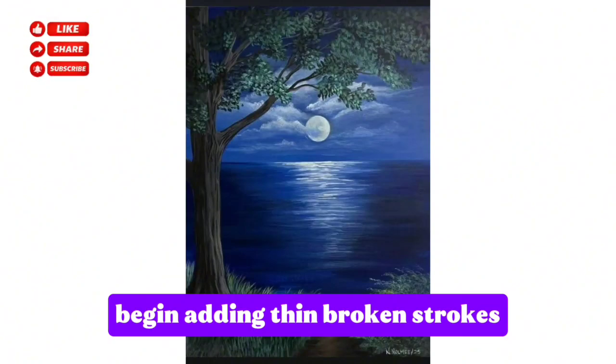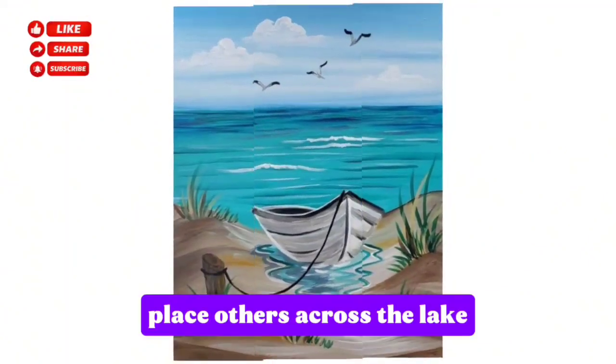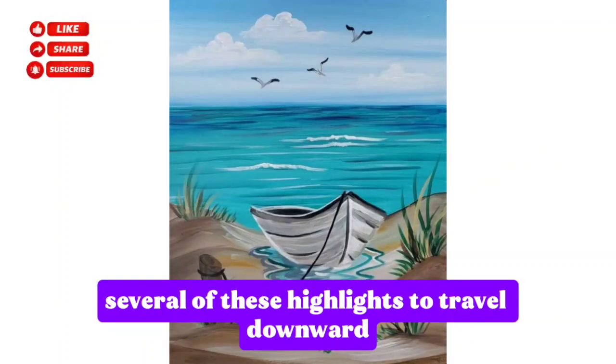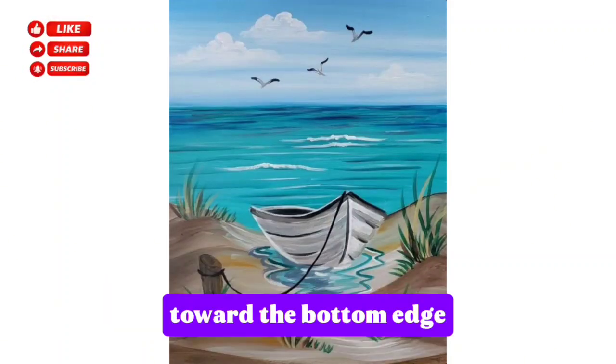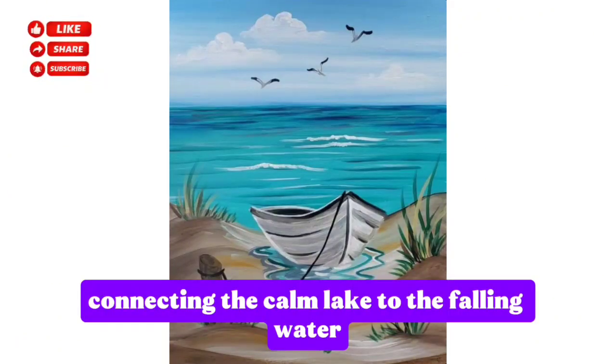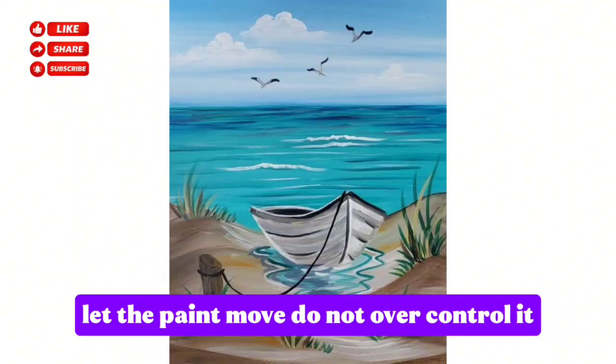Begin adding thin, broken strokes. Place some near the horizon. Place others across the lake. Then allow several of these highlights to travel downward toward the bottom edge. These lines can become the visual threads connecting the calm lake to the falling water. Imagine sunlight caught inside a moving stream. Let the paint move. Do not over-control it.